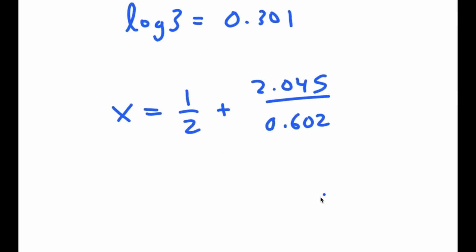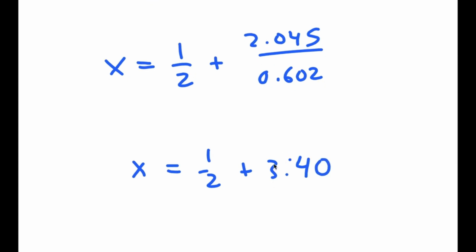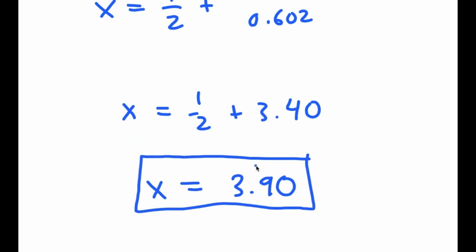So now log of 111, which is 2.05, divided by 0.602 is equal to 3.397, which is the same thing as 3.40. So if I add 1/2 to this, I get 3.90 as my solution.